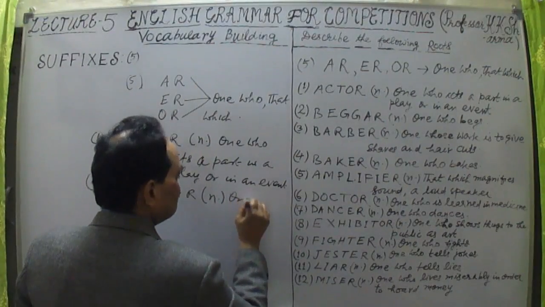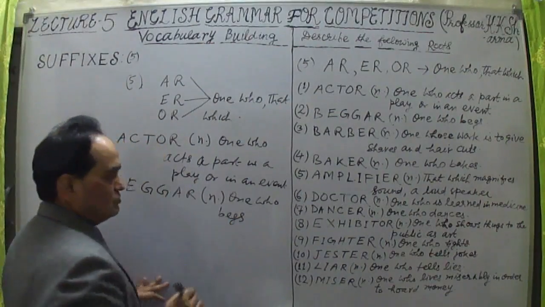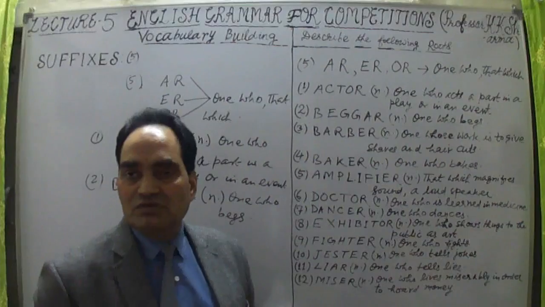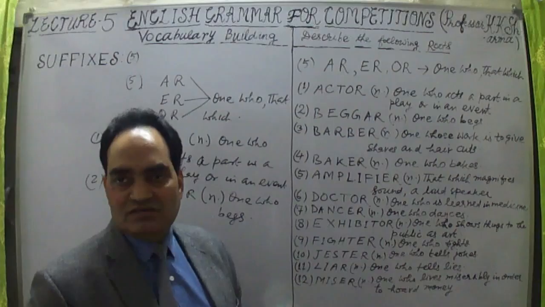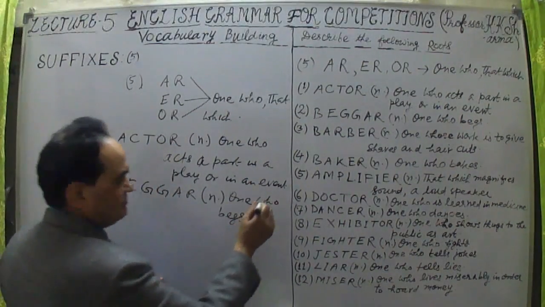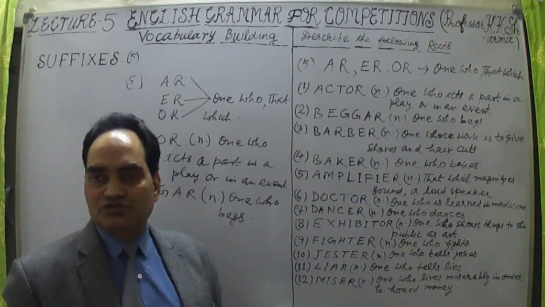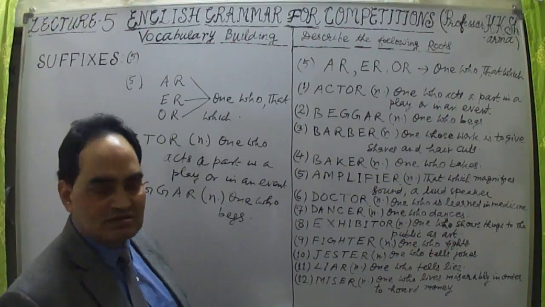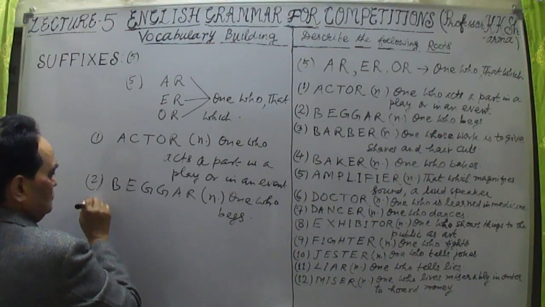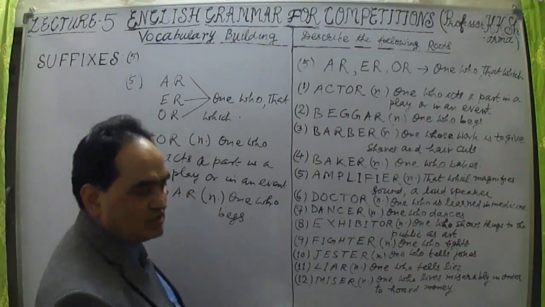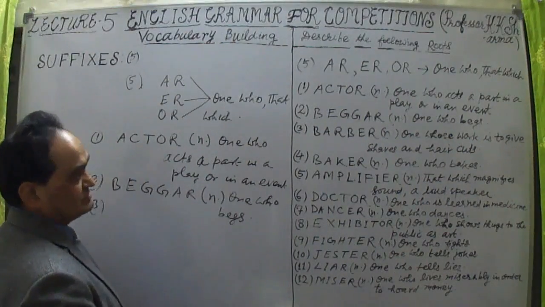One who begs, one who begs for his livelihood. The person is not earning, but he is begging. He is a beggar. So one who begs, simple definition. Now you cannot forget this word: one who, that which. One who begs, that person is a beggar. For his livelihood he is begging, not working. So he asks for money or anything from others, that person is a beggar.